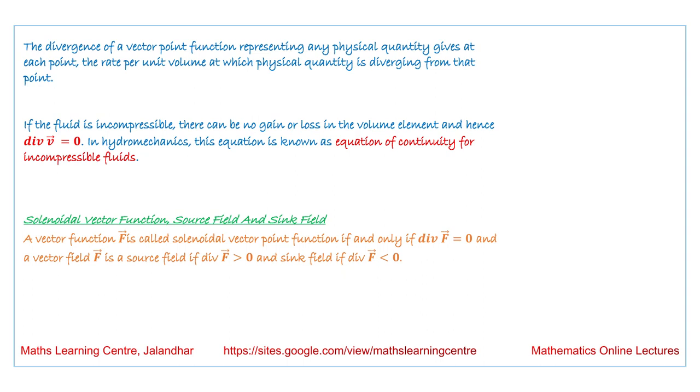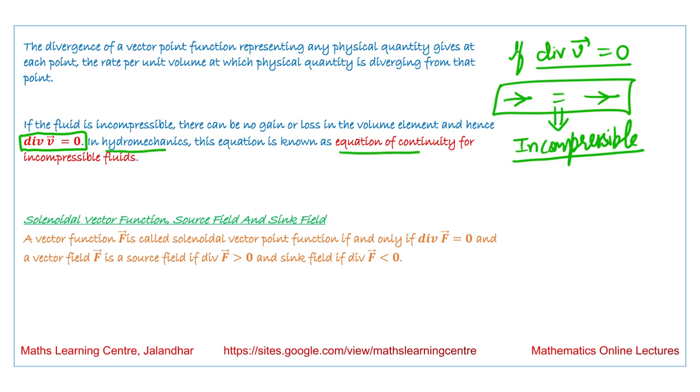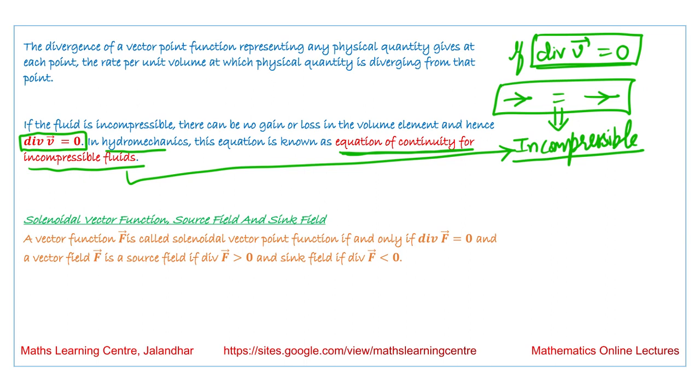Further, if the divergence is 0 for a particular fluid, that is, if divergence of V vector is equal to 0, what this means is that the amount of fluid entering is equal to the amount of fluid leaving. In that case the fluid is called an incompressible fluid. And in hydromechanics, this equation, divergence of V vector equal to 0, is known as the equation of continuity of incompressible fluid.